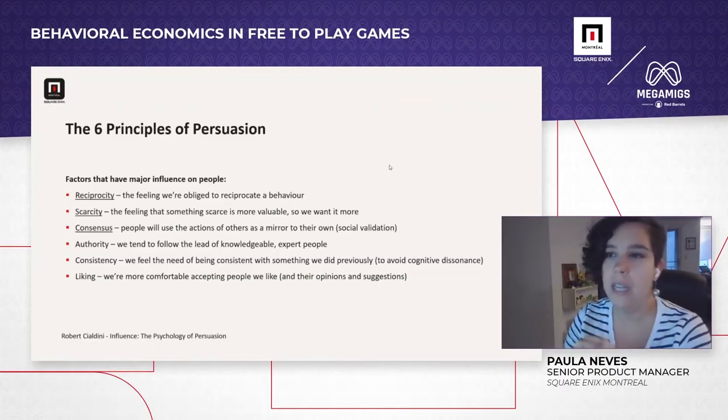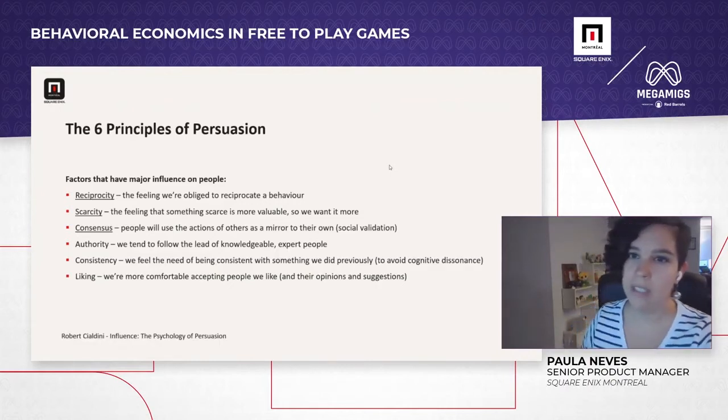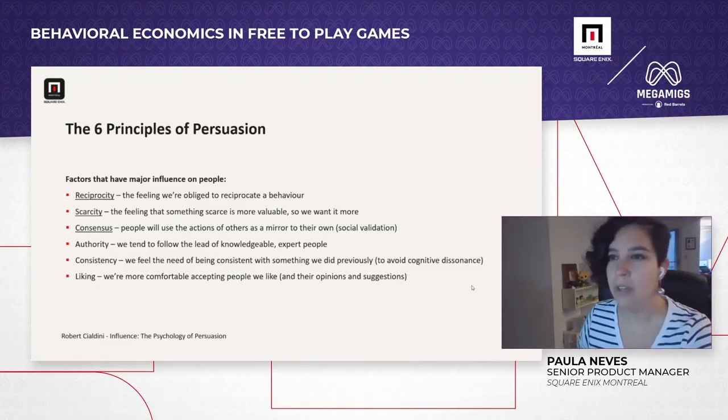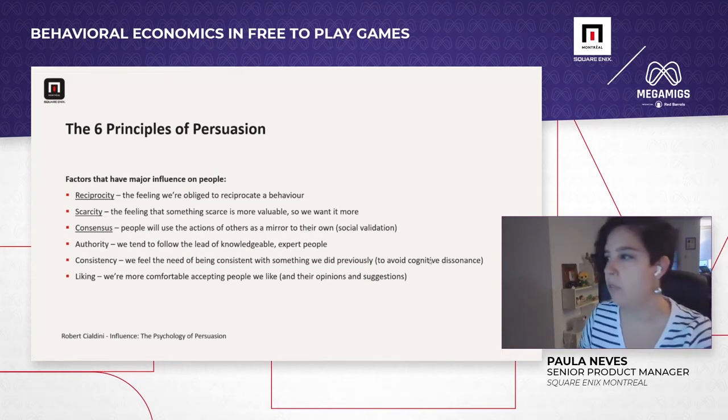So for the sake of time, I'm going to focus on the first 3 ones. That's why they're underlined, because if I were to go into all of them, we would be here forever. So these are the 3 I wanted to focus on.